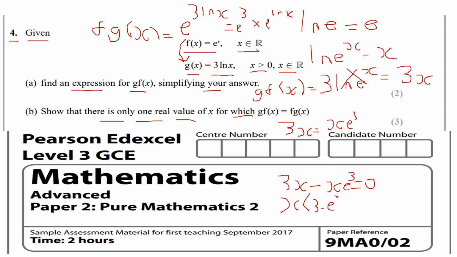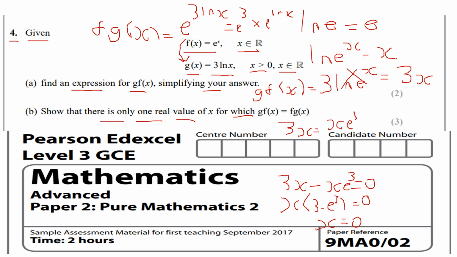Well, 3 minus e cubed, guys, is just a number. So we can see that the only real solution to this is when x equals 0. When x equals 0, it satisfies both equations. When x is 0, 3 times 0 is 0, and 0 times e cubed is also 0. So this is quite a sneaky composite functions question.